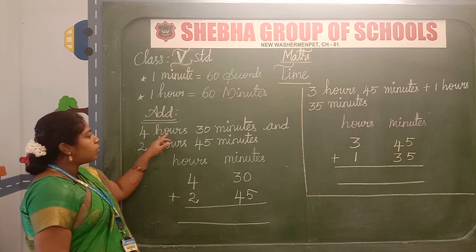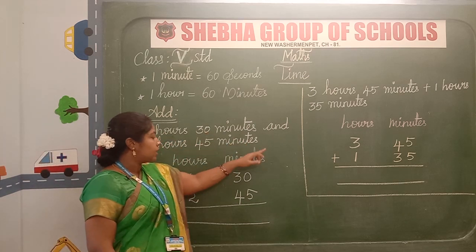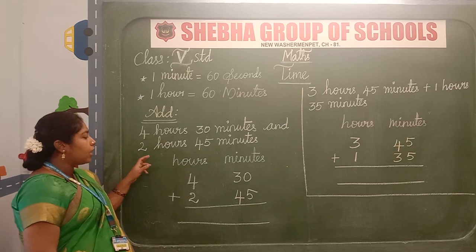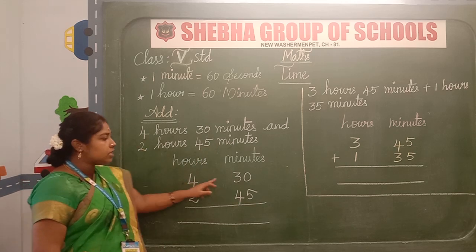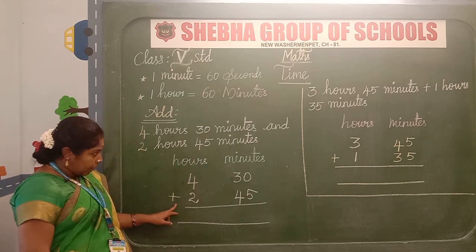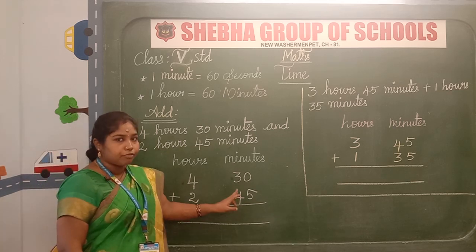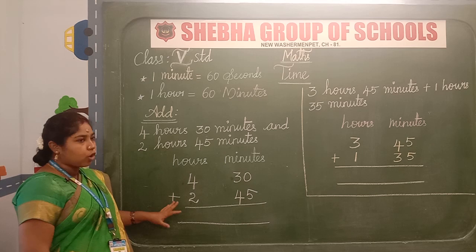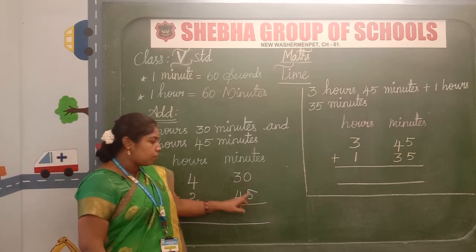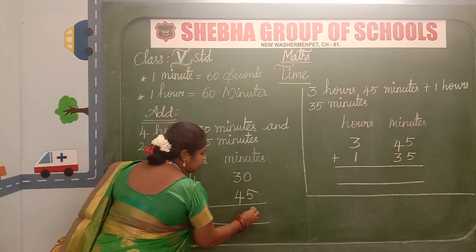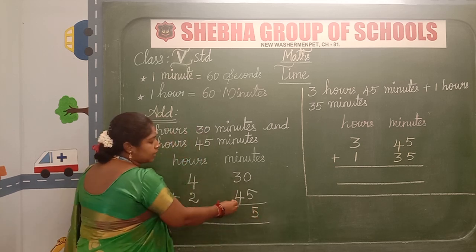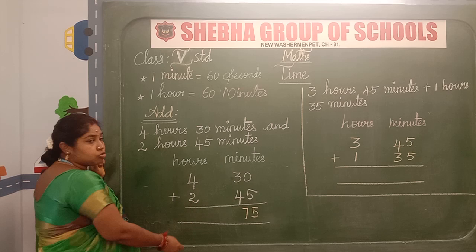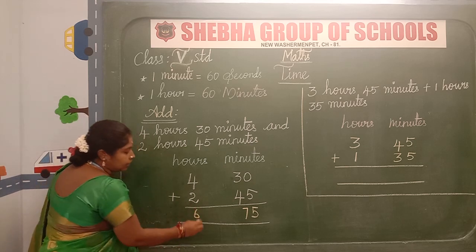Okay, 4 hours 30 minutes and 2 hours 45 minutes. Here they have given 4 hours 30 minutes and 2 hours 45 minutes. So we are going to add this and let us see what happens. First 0 plus 5, children, it becomes 5. 3 plus 4, it becomes 7. So 4 plus 2, it becomes 6.